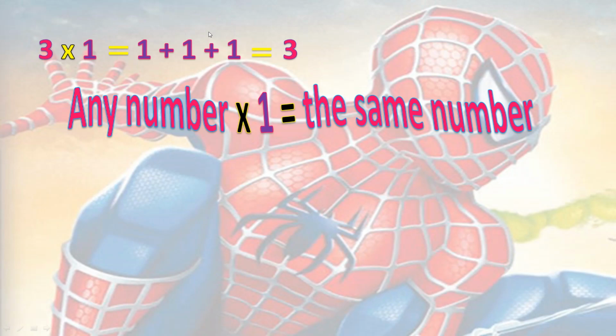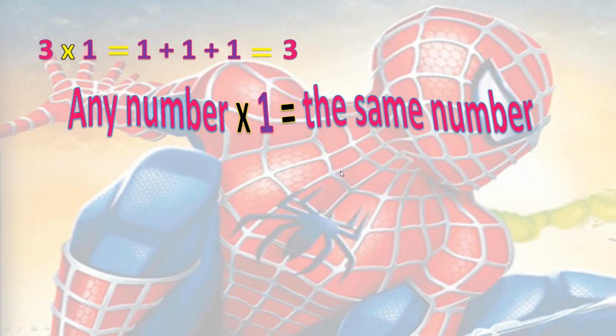Like 5 times 1, that means I repeat number 1 five times. Repeated addition. 1 plus 1 plus 1 plus 1 plus 1 equals 5. So 5 times 1 equals 5. 1,000 times 1 equals 1,000. Any number times 1 equals the same number.